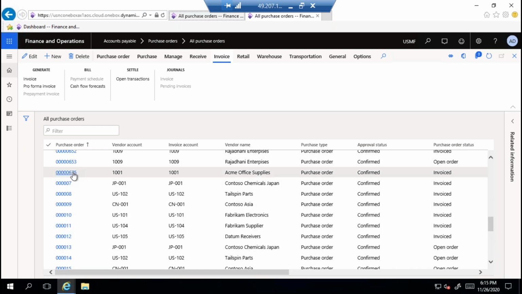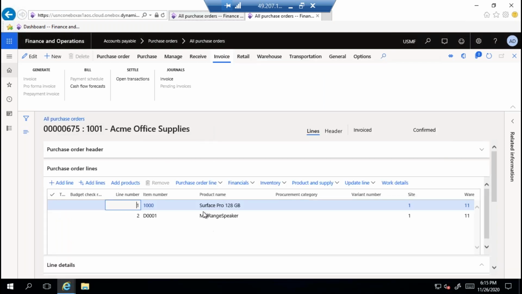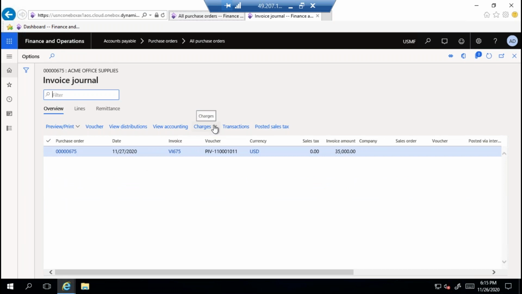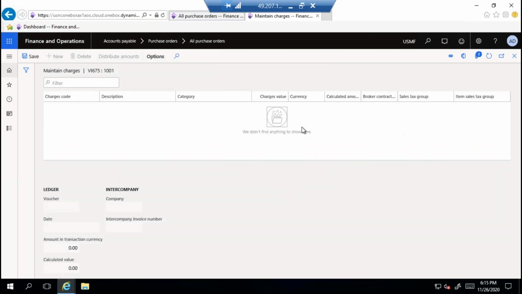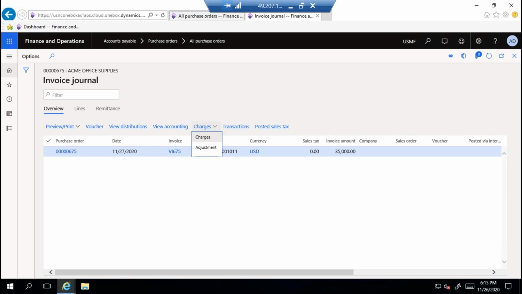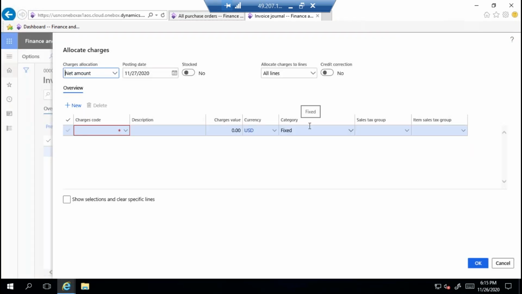Okay, let me go to this purchase order that we just created. Because it is invoiced, I need to update the inventory charges also. For that you can go to invoice, and here you will find charges. Okay, sorry. Here you need to enter adjustment charges. This is for inventory effect. I mean to say the item price should be updated. That you can do.